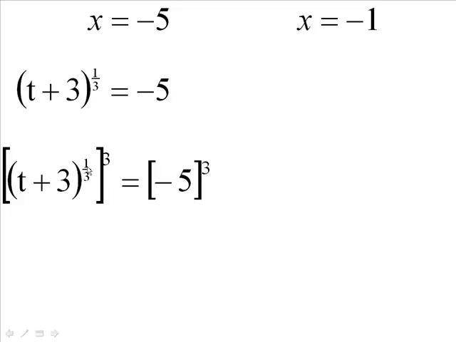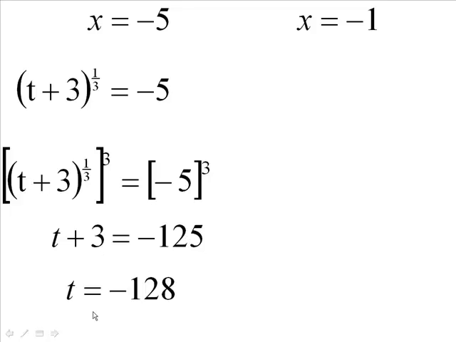All right? When you cube this, you get 3/3, which is 1. So if you take the cube root of this and then you cube it, you just end up with t + 3. When you cube negative 5, you have negative 5 times negative 5 times negative 5, which is going to be negative 125. 5 times 5 is 25 times 5 is 125. You have three negatives makes a negative. All right, now we're going to subtract 3 from both sides here. We're going to end up with t being negative 128. Now that's if x is negative 5.